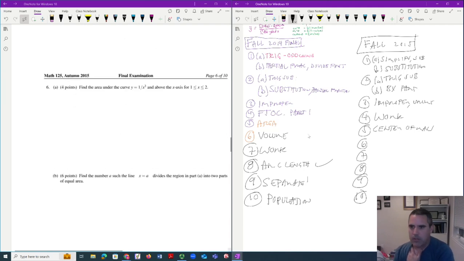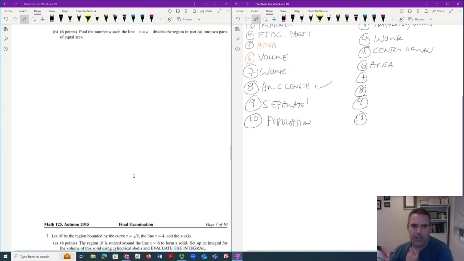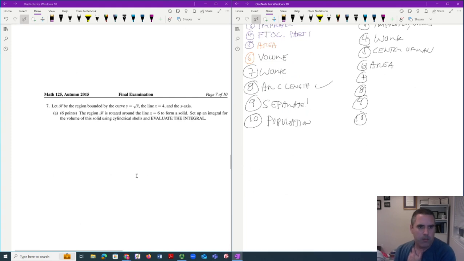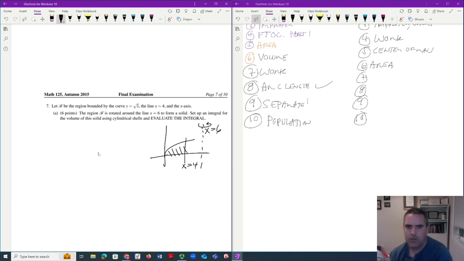Area under a curve, divide the region in half. So that's going to be about labeling and just knowing how to work through such a problem. I think it's pretty short. Then we have a region, square root of x equals 4, and it's rotated around the line x equals 6. And you don't panic that it's not one of the axes. It doesn't really change our approach. Volume using cylindrical shells. So step 1 is you would label x. That leads to a cylindrical shell.